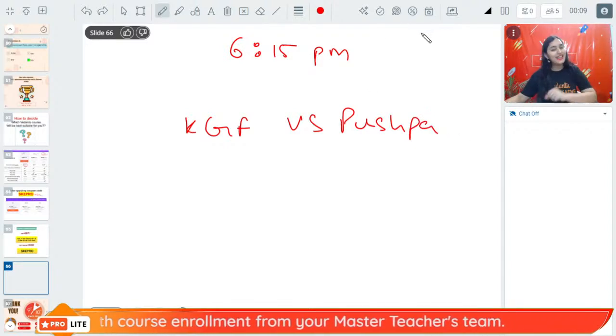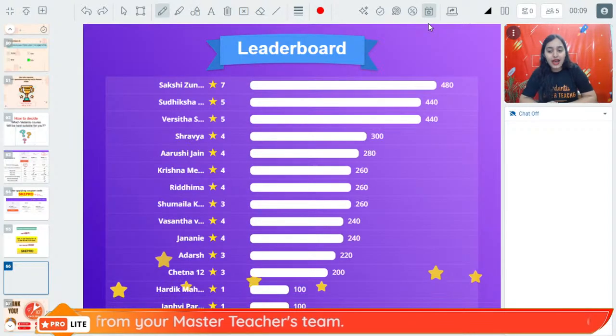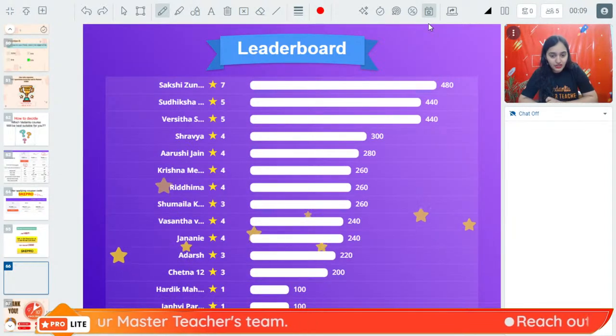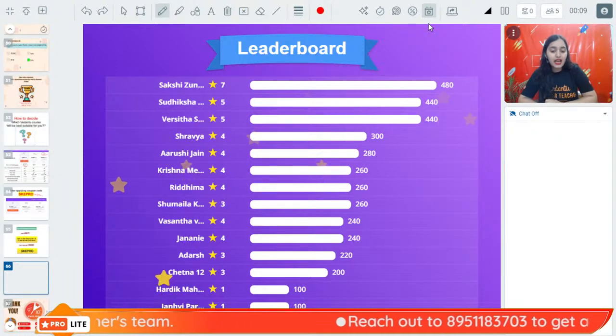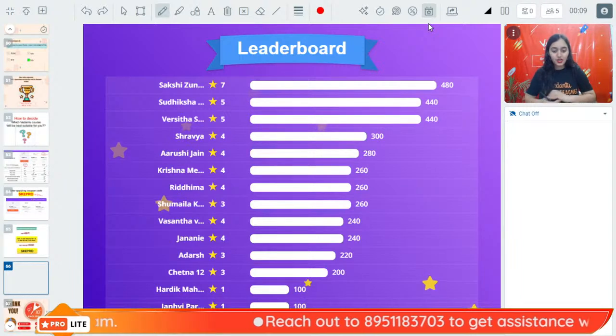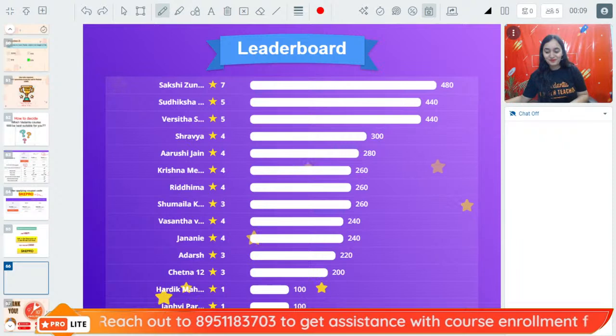We'll have fun together. Oh yeah, let's see the leaderboard. And the leaderboard has Sakshi at the top, then Sutiksha, Varshita, Shravya, Arushi, Krishna, Radhima, Shumaila, Vasanta, Janani, Adarsh, Chetna, Hardik, Janvi, and Swati. Congratulations!